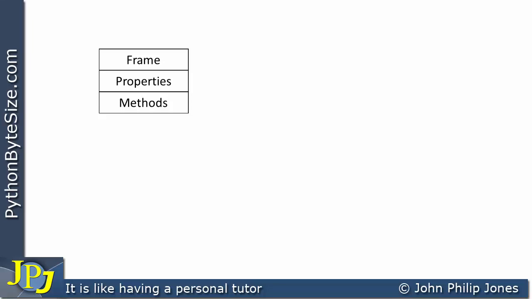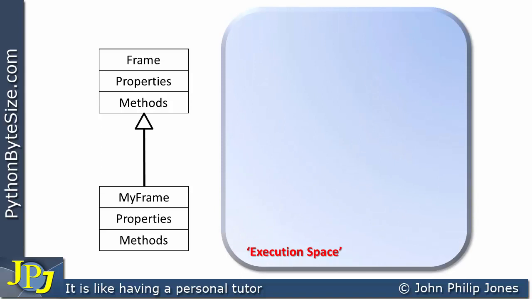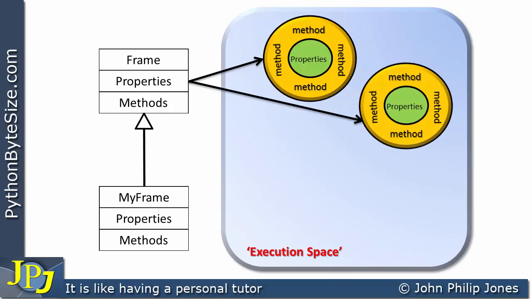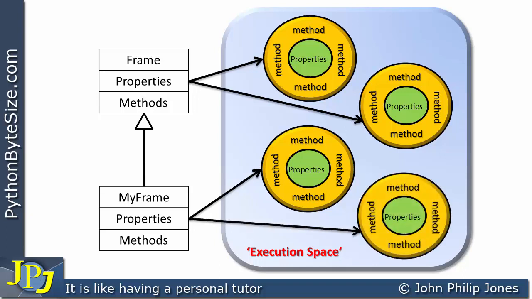But I now decide that I want to build up an application based upon this class, and I decide that this is going to be called my frame, and it's going to inherit from frame. If I now look at the execution space, as the coder, I can decide that I want to create an instance of the frame class, the thing that tkinter has given us, and I'm going to create another instance. But equally, I can create instances of my frame, the class that I was responsible for coding, and I'm showing two being created. Now there's things here that we need to consider.